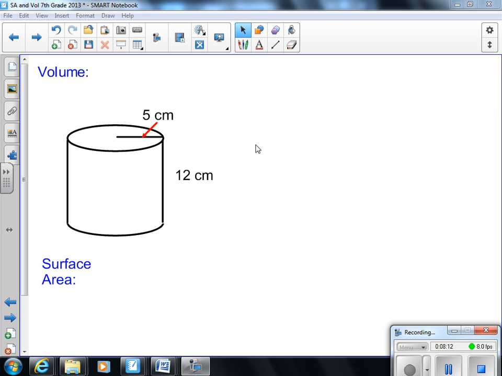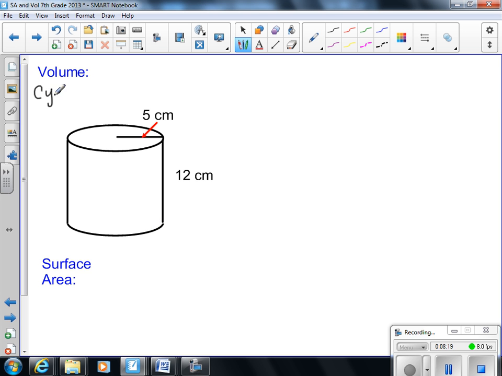Okay, the last shape that we're going to look at today is a cylinder. To find the volume, again, we're doing the area of the base times the height. But this time, what is the area of the base? What's the shape? It's a circle. So we've got to find the area of a circle first, which you all reviewed yesterday. I'm going to take the area of a circle times the height. What is the area of a circle?